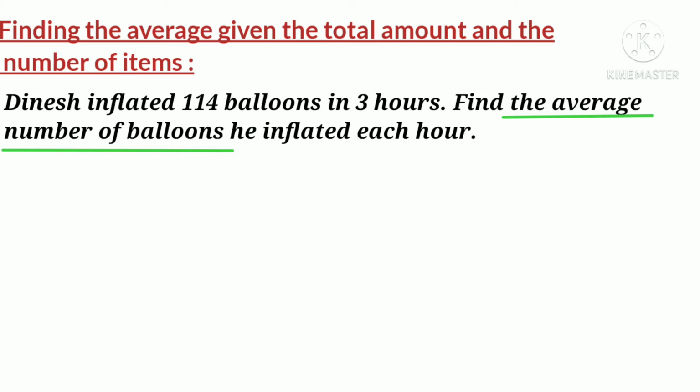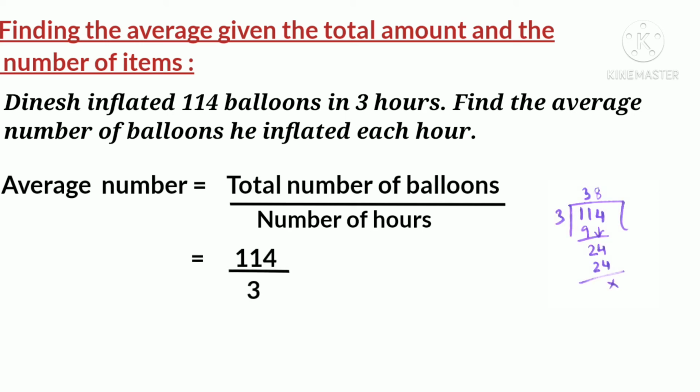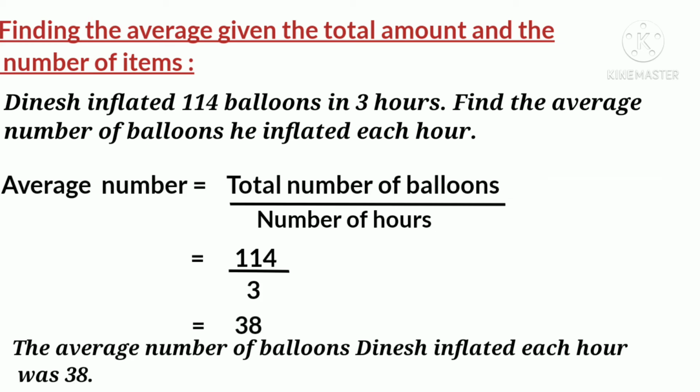And we know that to find the average number, we have to divide total number of balloons by number of hours. So students, to find the average number of balloons Dinesh inflated each hour, we will divide 114 by 3. When we divide 114 by 3, we get 38. So, the average number of balloons Dinesh inflated each hour was 38. So, this is how we find the average when the total amount and the number of items are given.